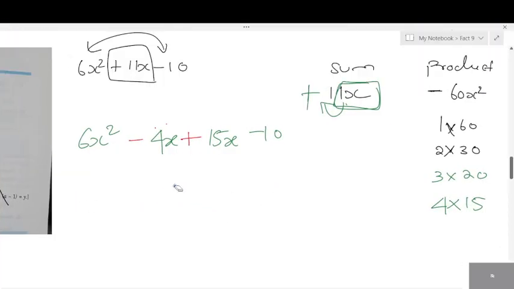And this is only when there are 3 terms. Remember, 3 terms, we use sum and product.